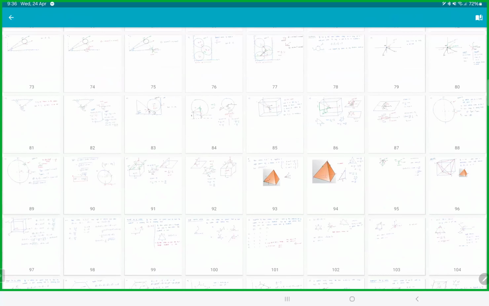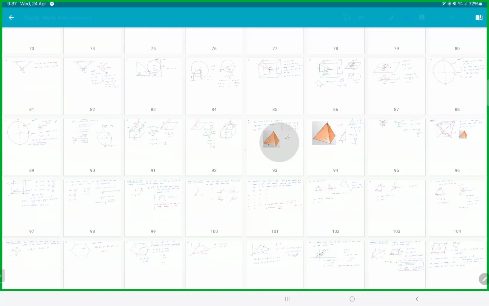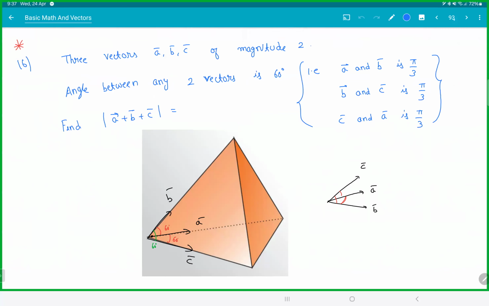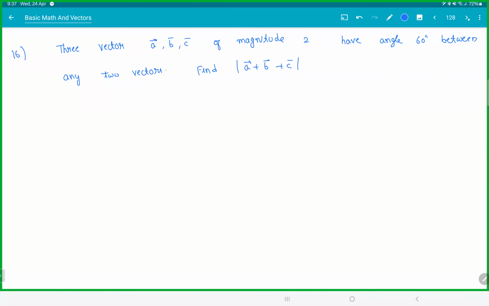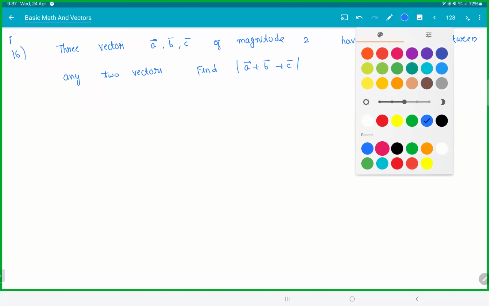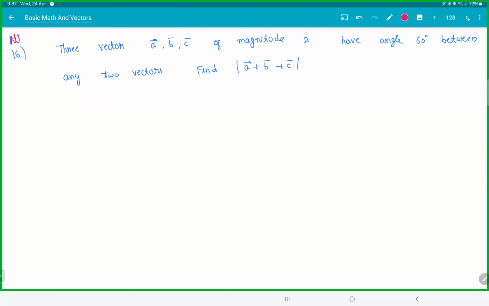So this was the question we did with vector form. Where is that one? This one, that is question 16. So this is again an alternate solution for question 16. This will be the fastest solution. How to do it with the dot product?